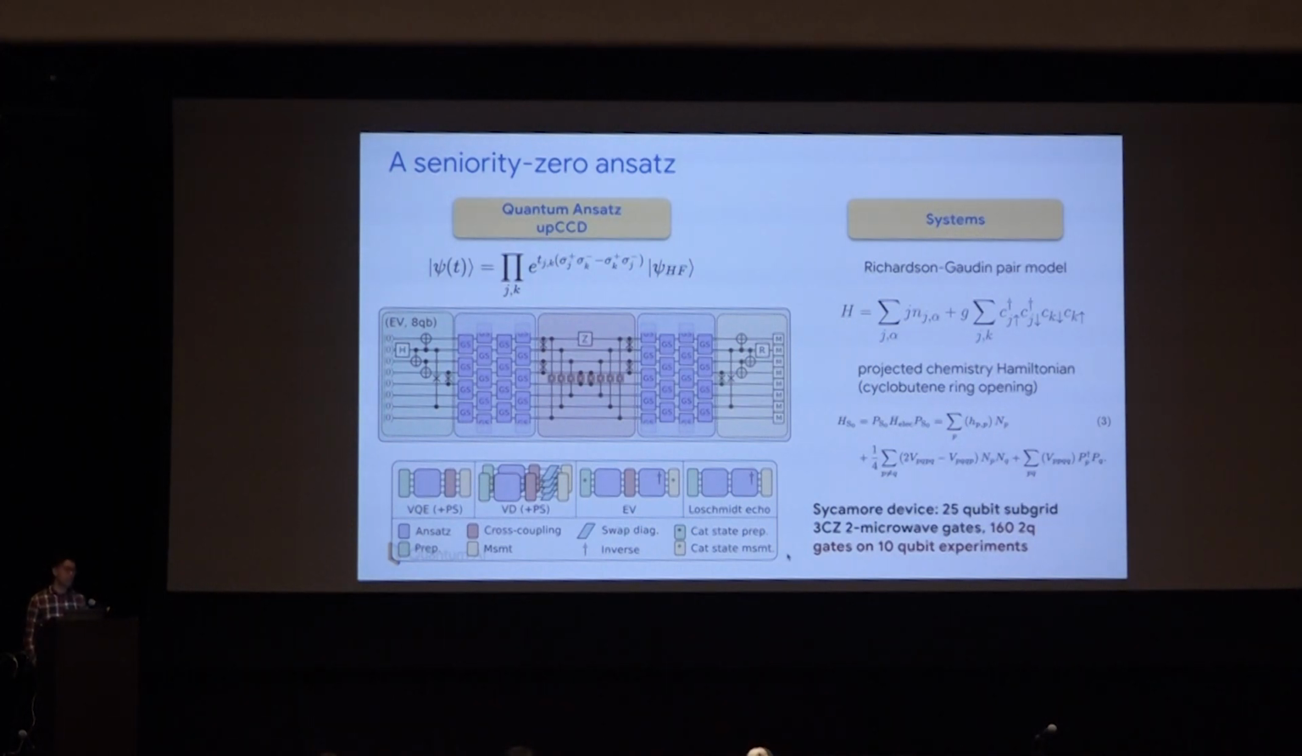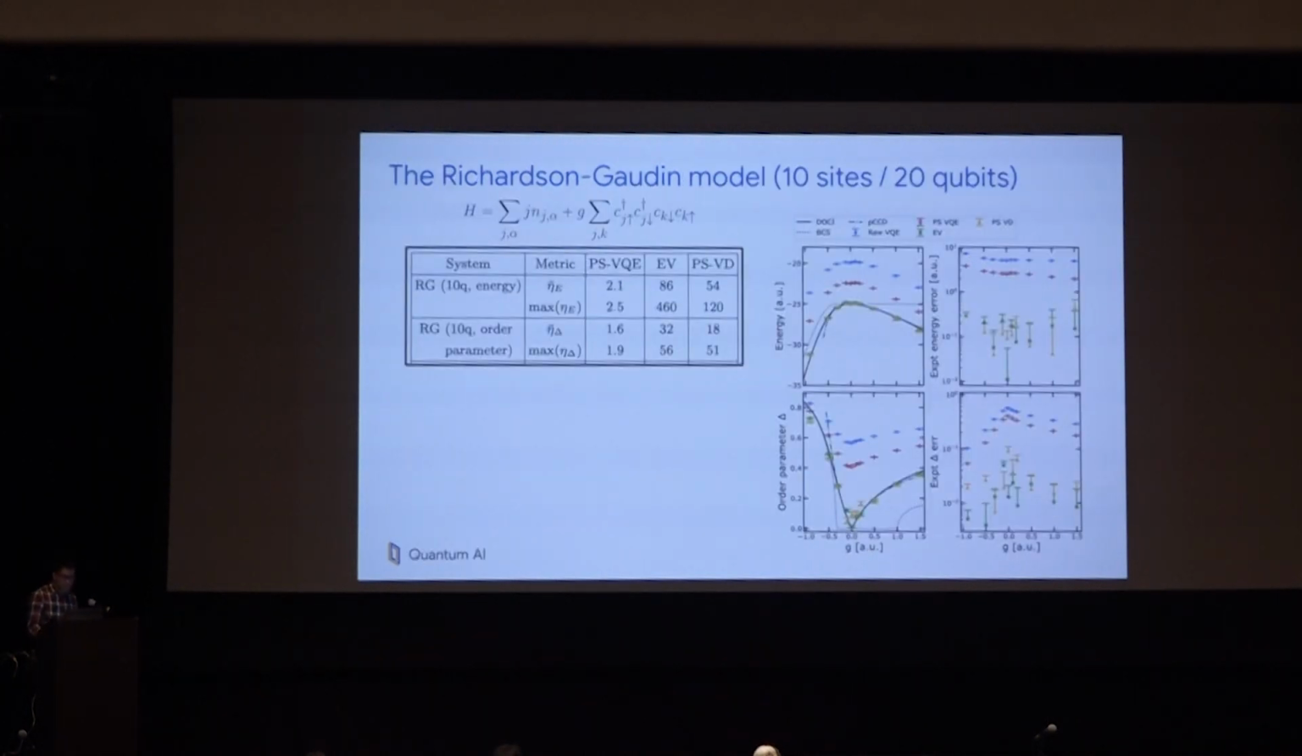Each of the GS gates we calibrate to a precision that has a standard error of 10 milliradians. If we see that the calibration goes above that, we stop the experiment and recalibrate. So this is about 162 qubit gates on the 10-qubit experiment. Okay, so how did this perform?